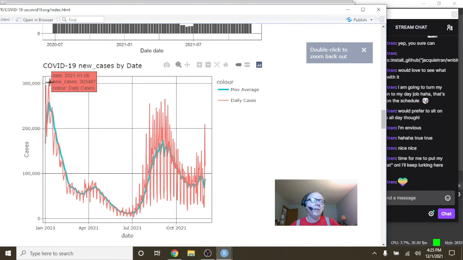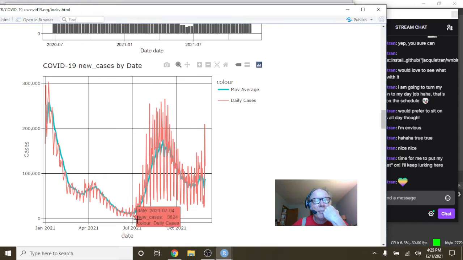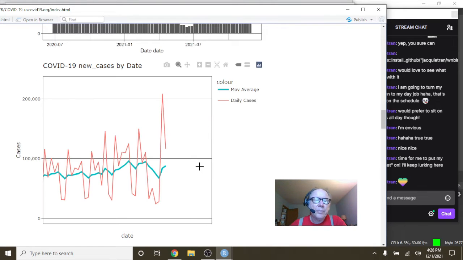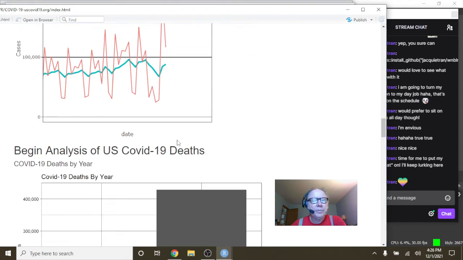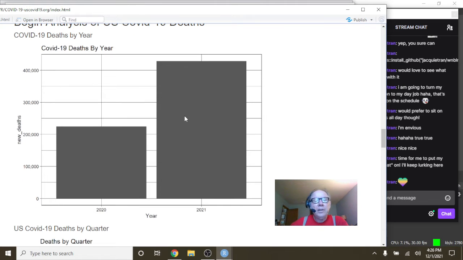You can see right now as of January the 8th, U.S. cases spiked at 303,487 before having a long declining pattern down into here. Then another spike on September the 7th at 265,426. And finally on November 30th, we finished up at 116,588 cases for the day, with an average of 88,252 cases per day.